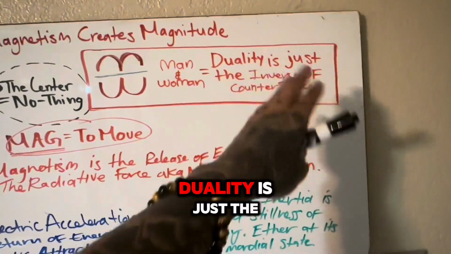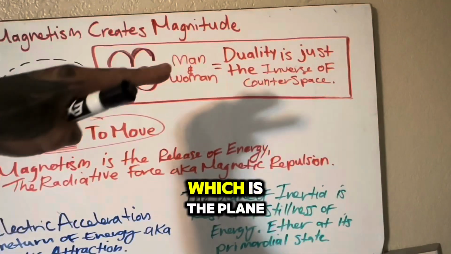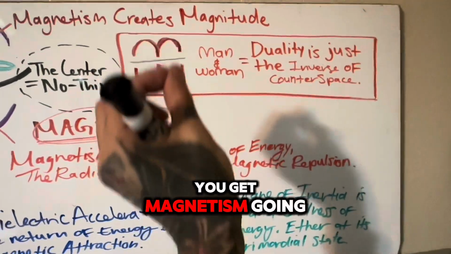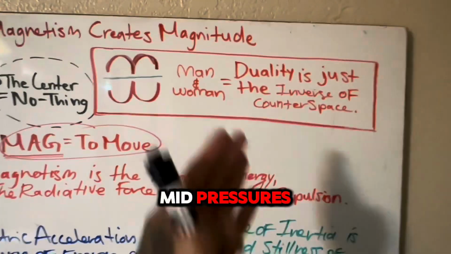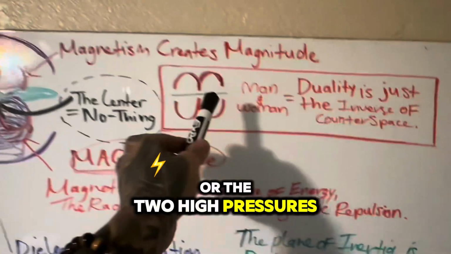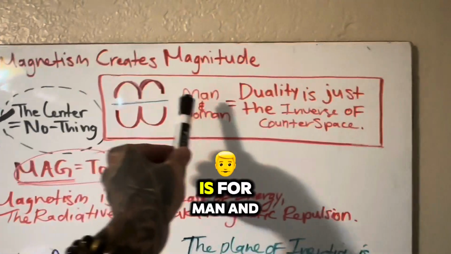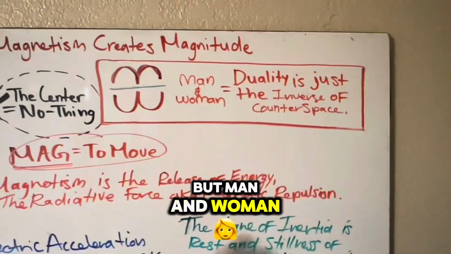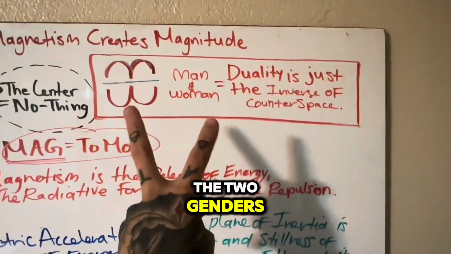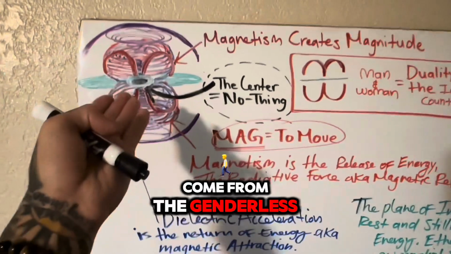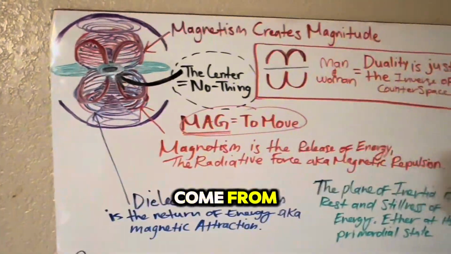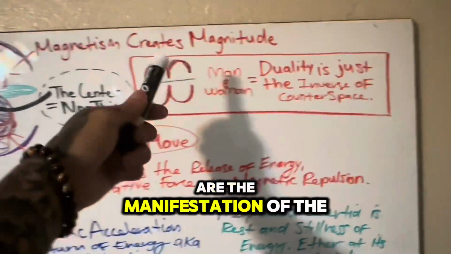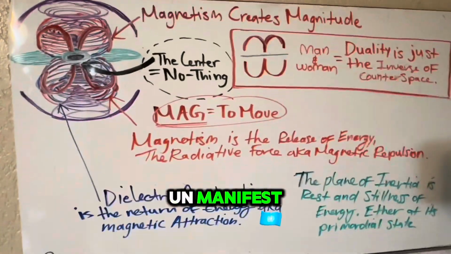Ken Wheeler says duality is just the inverse of counter space, which is the plane of inertia. And from that, you get magnetism going above and below the two mid pressures or the two high pressures. Santos says the M is for man and the W is for woman. But man and woman, the two genders, come from the genderless source center that we come from. This is the unmanifest, and man and woman are the manifestation of the unmanifest.